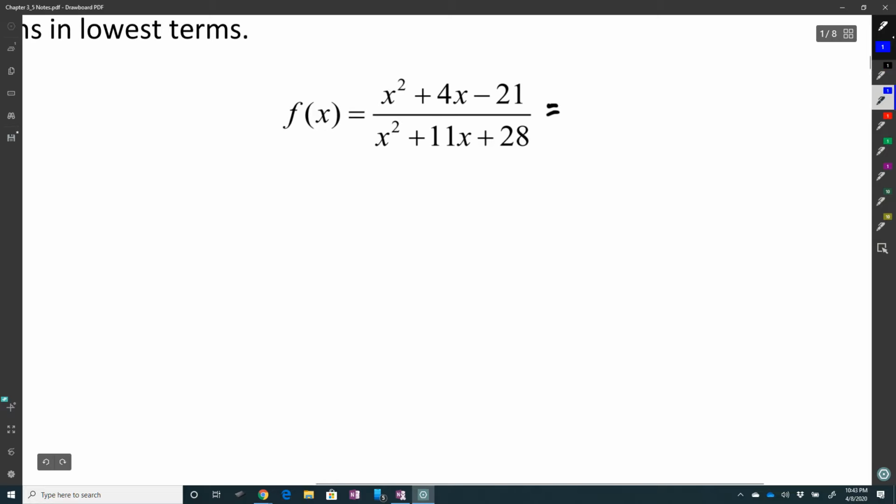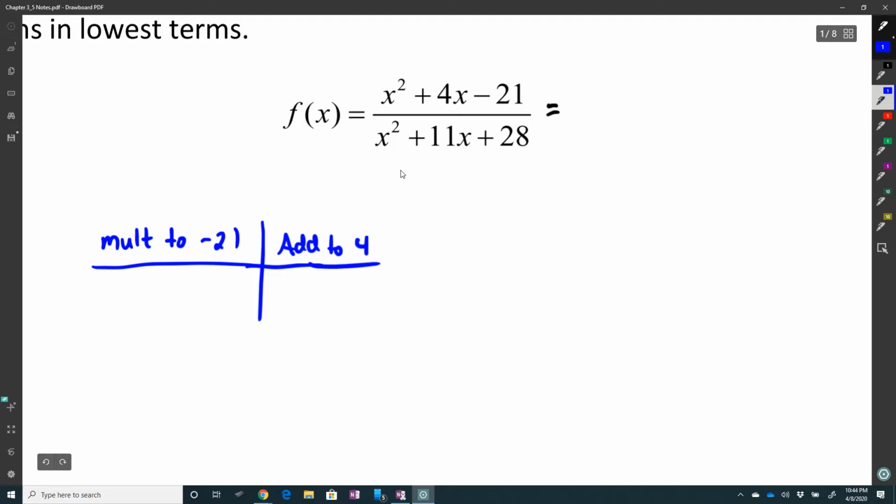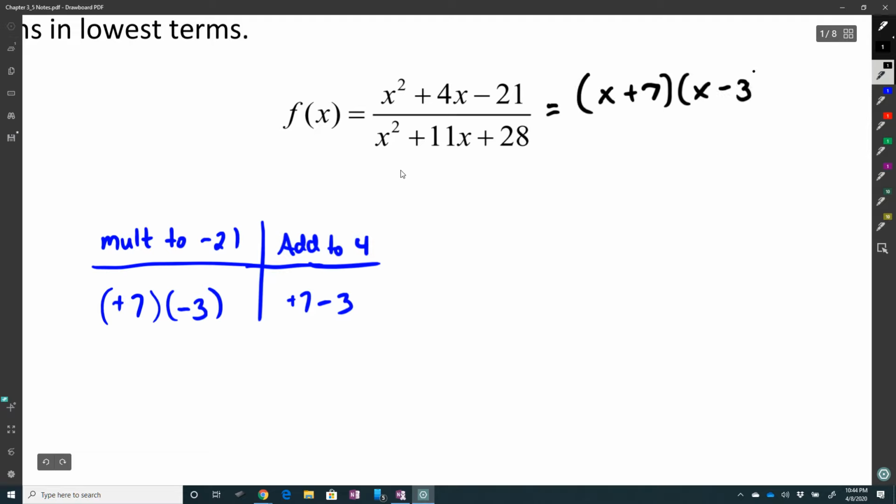For the top, two numbers that multiply to negative 21, but add to 4. So what two numbers do that? And it turns out that they're positive 7 and negative 3. Because that's negative 21, whereas plus 7 minus 3 is 4. So because those are those two numbers, this means this is x plus 7, x minus 3.